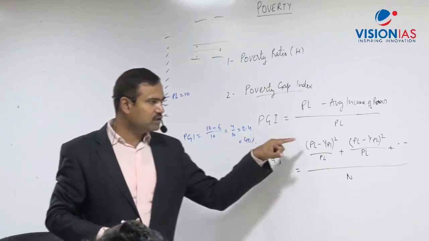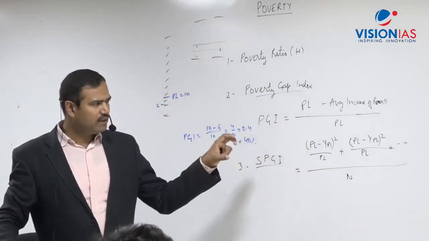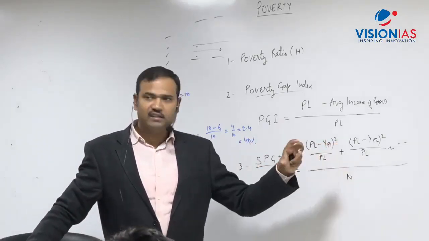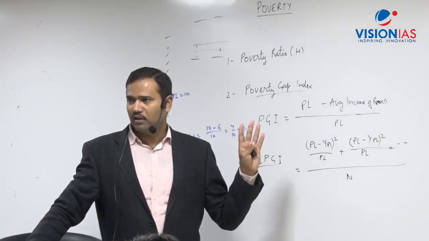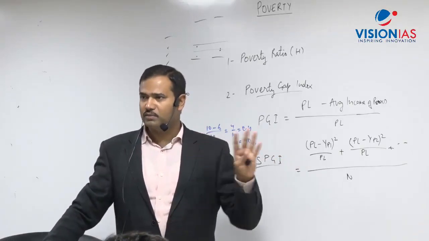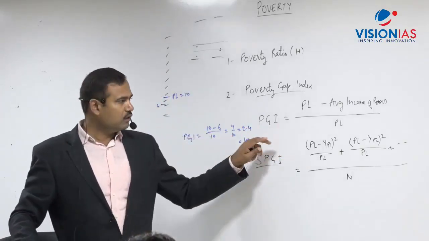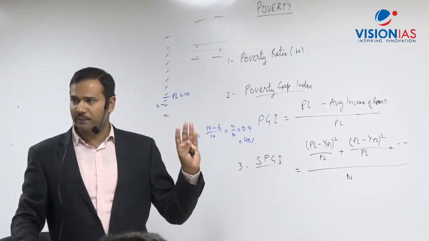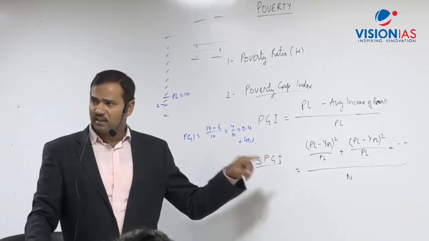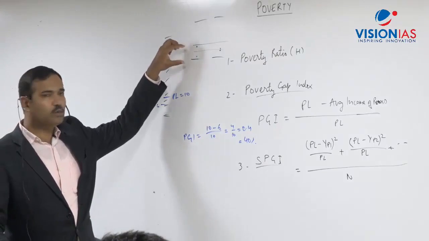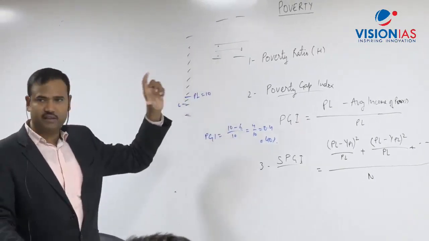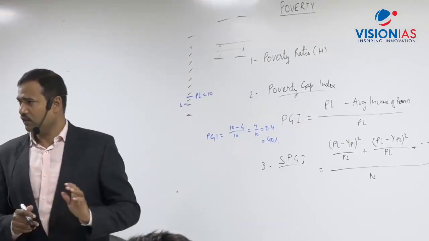There was some doubt in this formula. Actually, formulas are not very important. I think there is some confusion on the internet, and there may be mistakes in that formula, because there are mistakes on some websites. But overall, the formula is not very important. What is important is the concept. What does SPGI show? It shows the intensity of poverty, the extent of poverty, taking into account inequalities among the poor. How do we consider inequality? By squaring the individual poverty gaps. Any doubt in this?